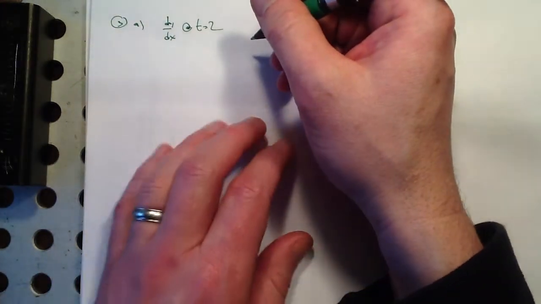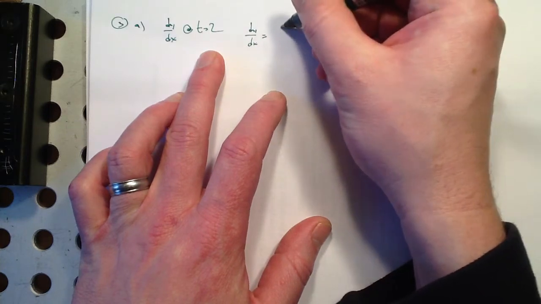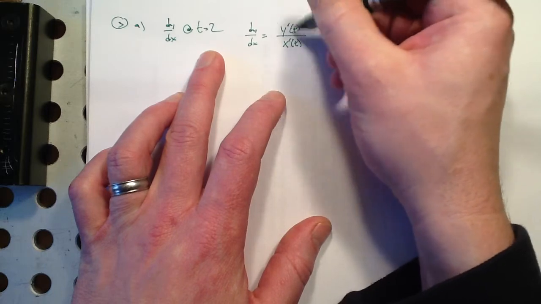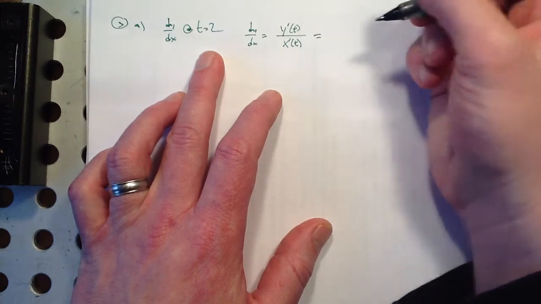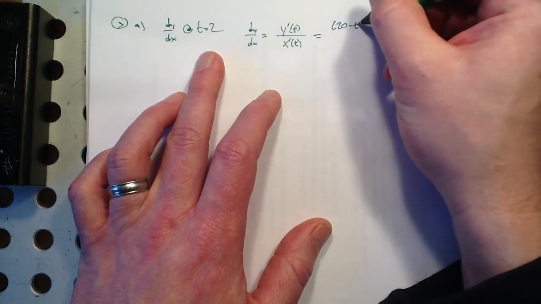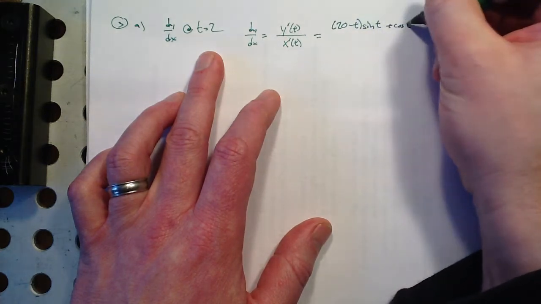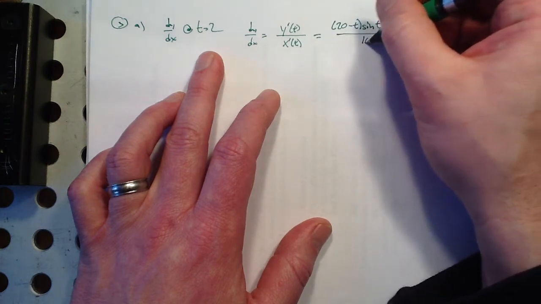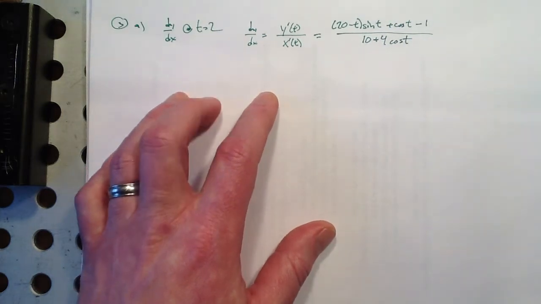We know that dy/dx is equal to y prime of t over x prime of t, right? That's the same as dy/dt over dx/dt. I'm writing them like this because that's the way they wrote them in this problem. So that's 20 minus t times sine t plus cosine t minus 1, all over 10 plus 4 cosine t. I got that all down, right?